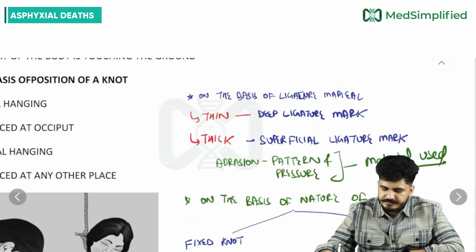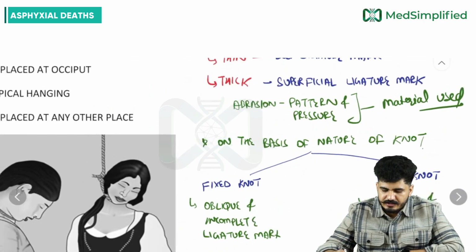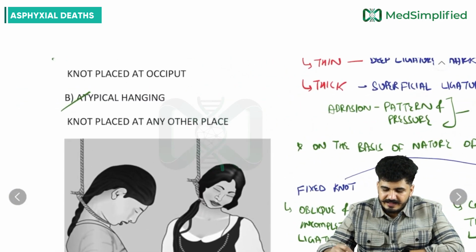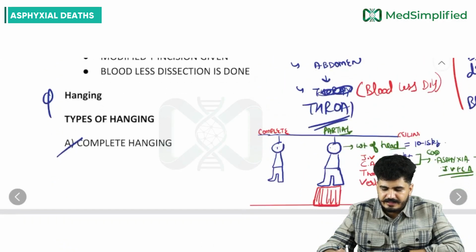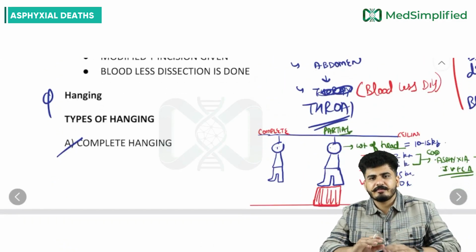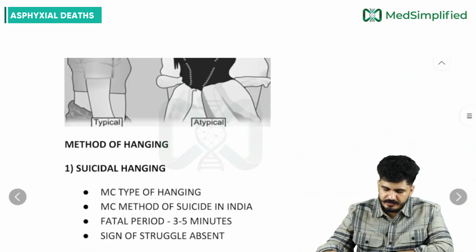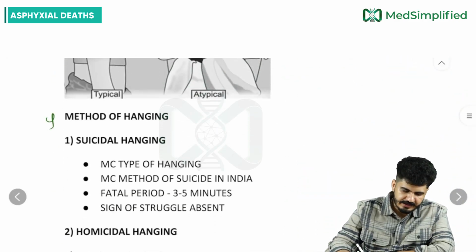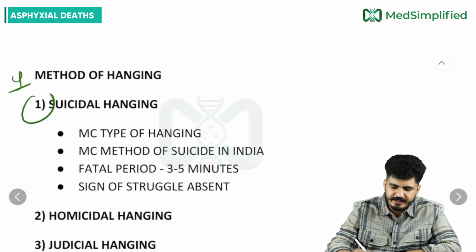So this is based on the ligature material, based on the nature of knot, then the place of the knot: typical, atypical, then complete and partial hanging. So beautifully we have discovered everything, my dear friends. Now we'll talk about the methods of hanging. In methods of hanging, first is suicidal hanging.